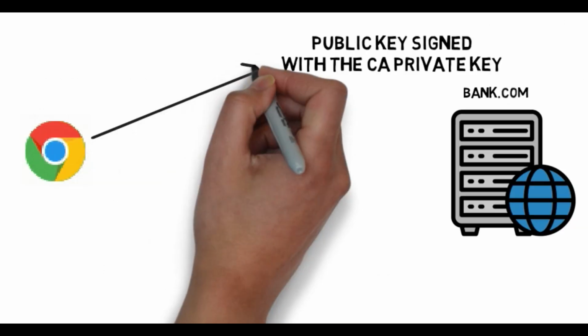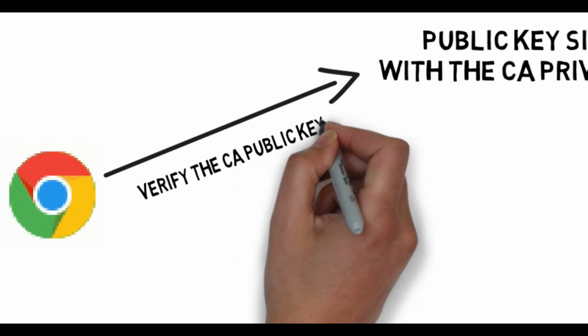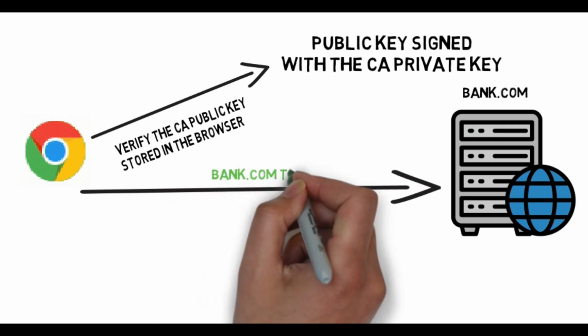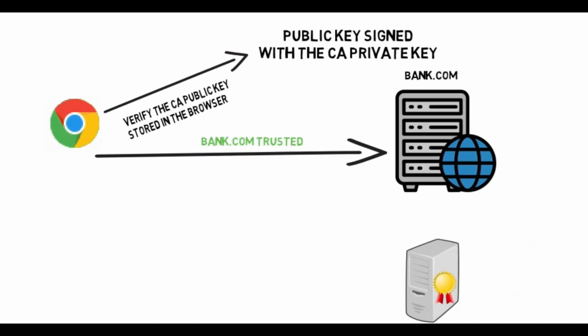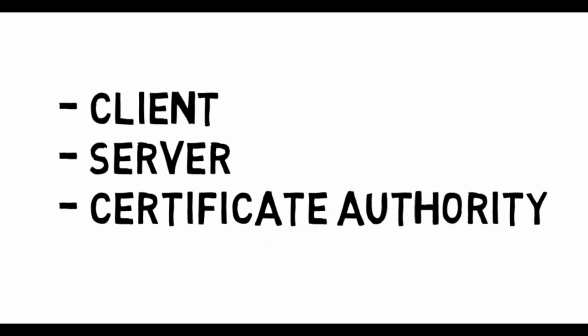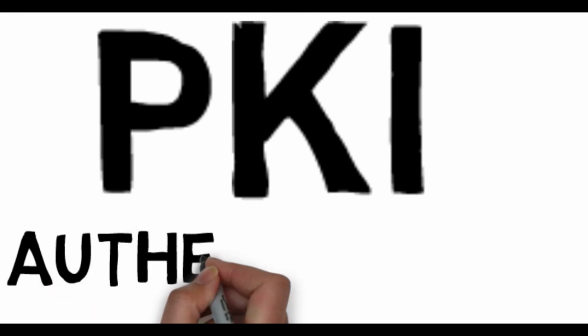Now, when the client receives the bank.com certificate, the client browser can verify that it was signed by a trusted CA using the CA public key, which is, as we said before, stored in the browser. So, if the certificate is valid and matches the domain bank.com, the client can trust that the server is indeed bank.com, because the client trusts the CA and the CA vouches for bank.com. Notice that all three components, the client, server, and CA, are crucial for making this work. These three key players form a triangle known as the PKI, or public key infrastructure. Anytime you have a client, server, and a CA working together, you have a PKI. And that's how PKI provides authentication.